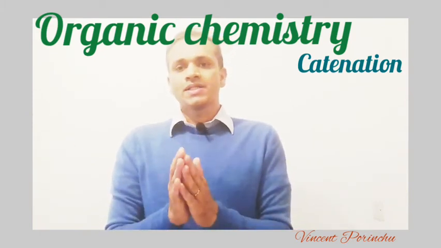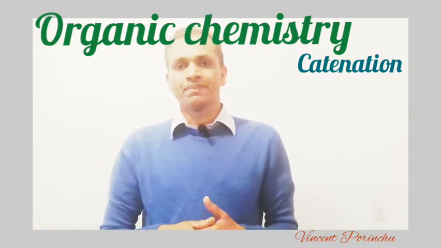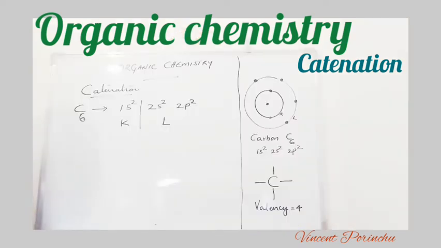So let's see how we can explain the catenation of carbon atom. So let's see what is catenation. Catenation is a self-linking property of a carbon atom. So carbon can form carbon-carbon chains. The catenation and the carbon's unique small size makes carbon most popular in the universe. So let's see how carbon forms carbon-carbon bonds.